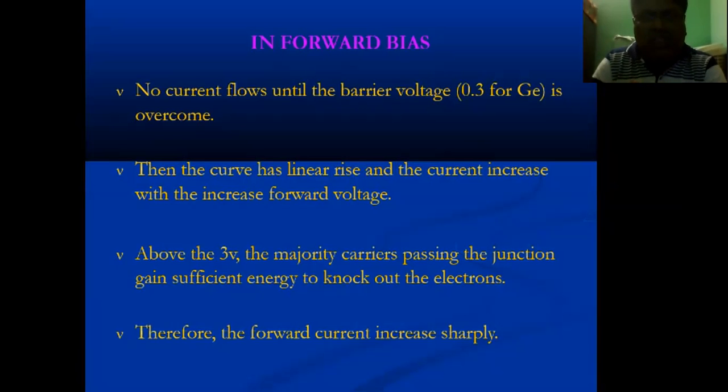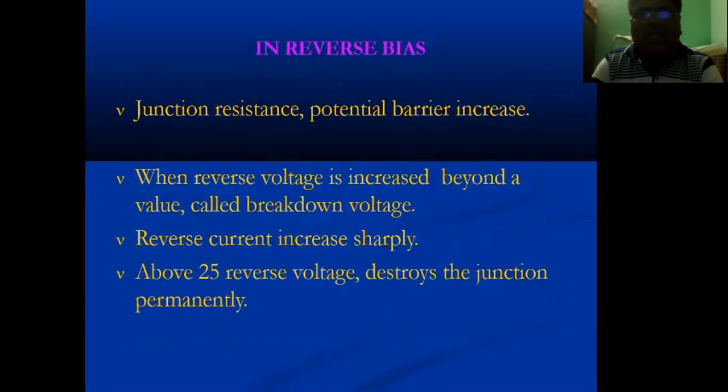Next, above 0.3 volts, the majority carriers passing the junction gain sufficient energy to knock out the electrons. Therefore, the forward current increases sharply. So that is the forward bias information. Next, reverse bias. What happens in reverse bias? Junction resistance and potential barrier increase. That means the gate width increases. When the reverse voltage increases beyond a value, it is called the breakdown voltage.